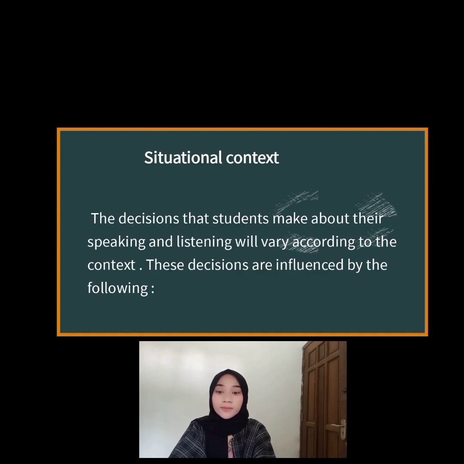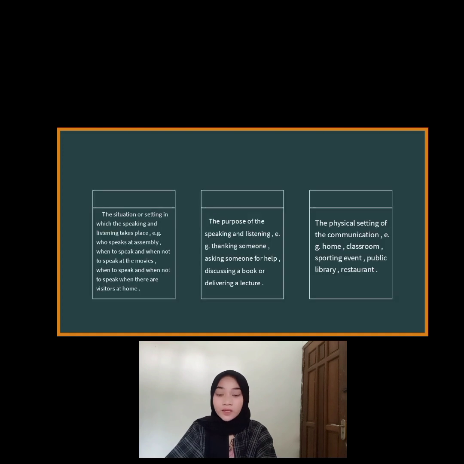Situational context. The decisions that students make about their speaking and listening will vary according to the context, as decisions are influenced by the following. The situation or setting in which the speaking and listening takes place. For example, who speaks at assembly, when to speak and when not to speak at the movies, when to speak and when not to speak when there are visitors at home.